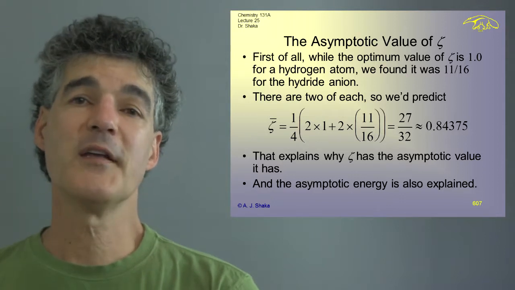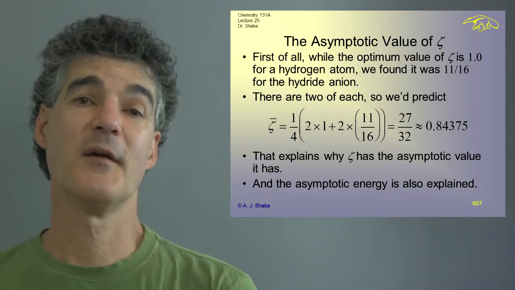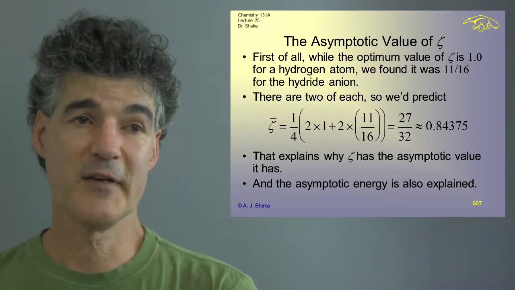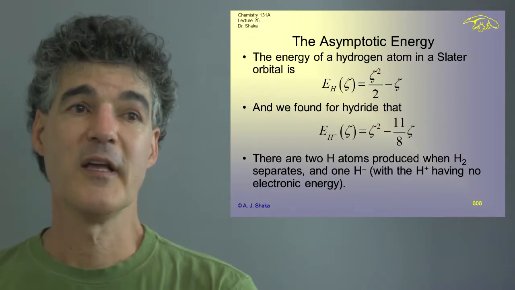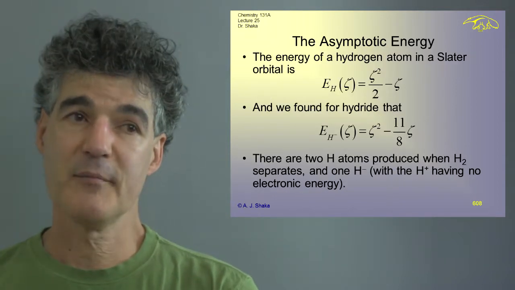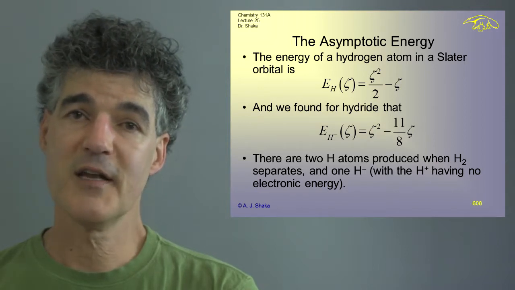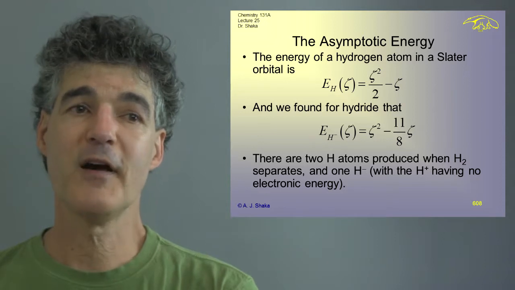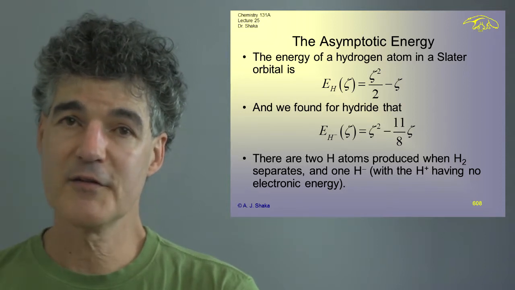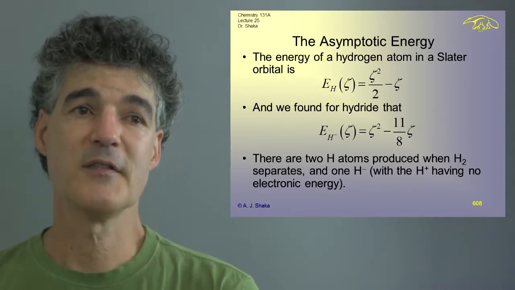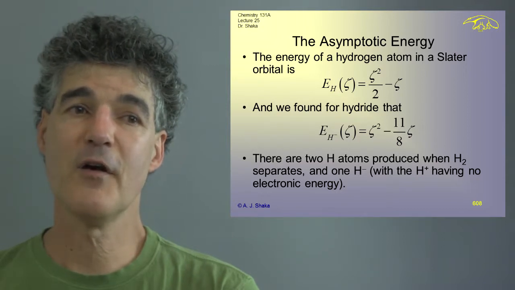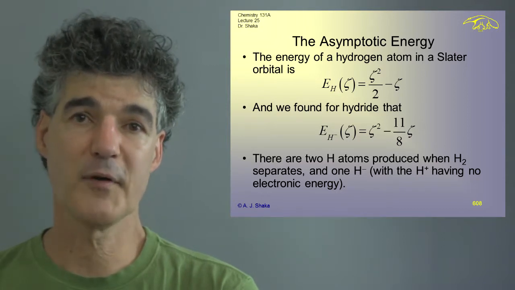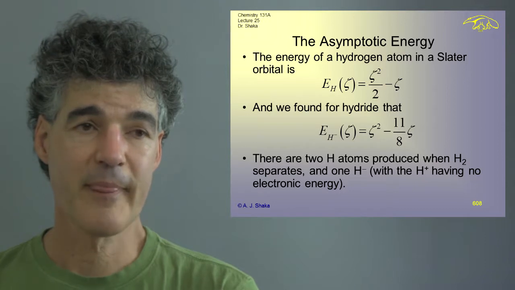And also we can explain why the energy has that particular value, minus 0.7, because the energy of a hydrogen atom in a Slater orbital is zeta squared over 2 minus zeta. And we found for hydride that the energy in a Slater orbital is zeta squared minus 11/8 zeta. That's how we optimized it, if you recall.